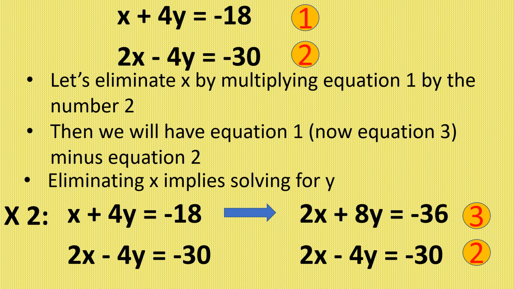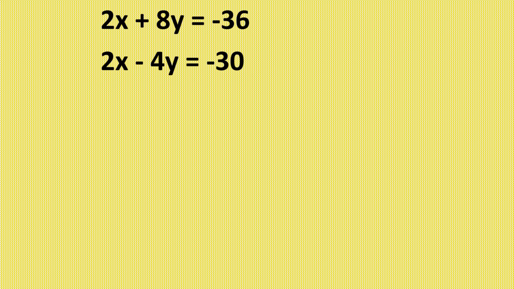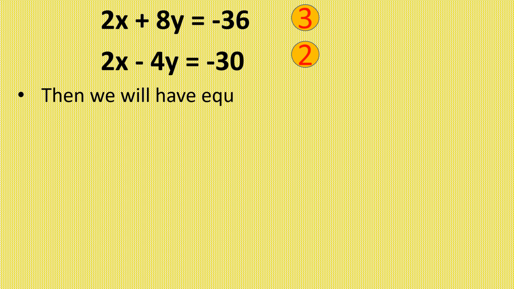If you look at the first point, we said let's eliminate x by multiplying equation 1 by the number 2, and that's what we have done. Then equation 1 now becomes equation 3, and we'll subtract equation 2 from it. So let's go ahead and see that. What we are saying here is equation 3 minus equation 2.